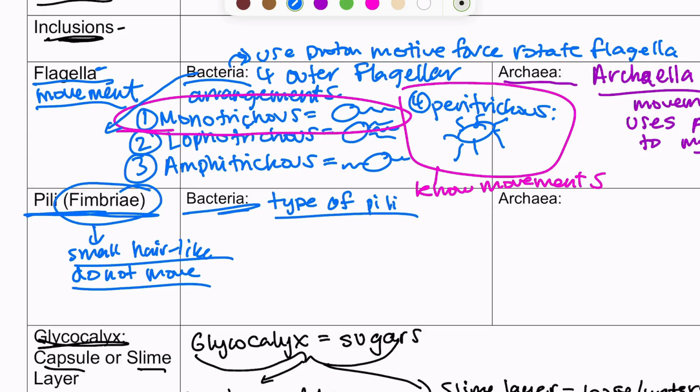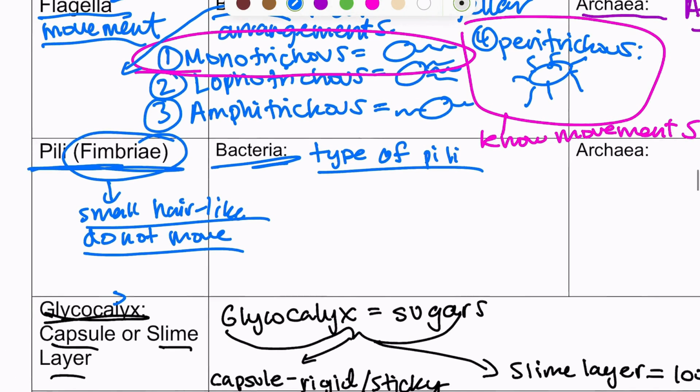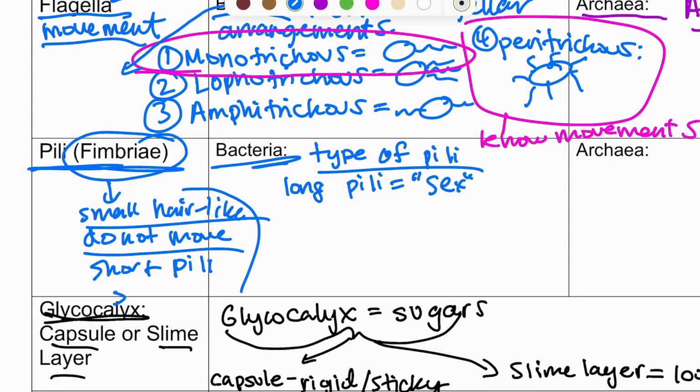So we have, this is the fimbria. These are short pili. But then there are the long pili. So the long pili of bacteria, we talked about one in class called the sex pilus or pili, and those are for transferring DNA, plasmid DNA, in conjugation. So these are used for a process called conjugation.